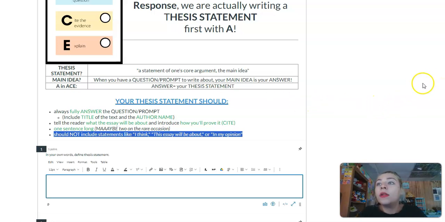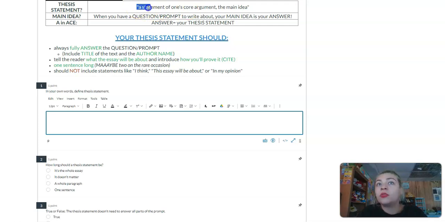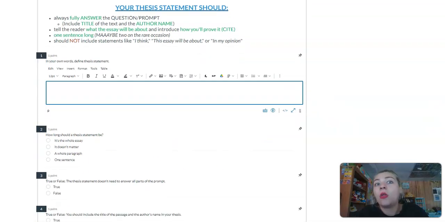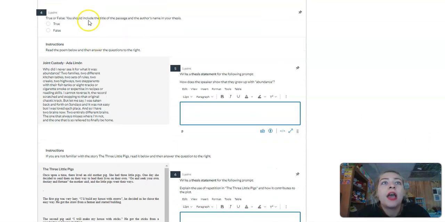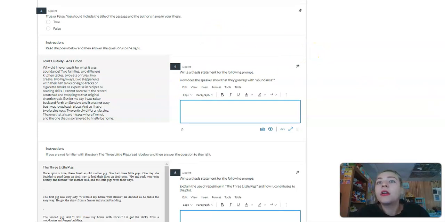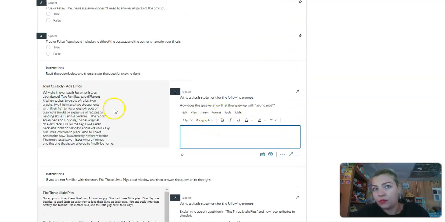So once you have a good idea and you feel like you understand this top part, then you're going to start to answer the questions in the quiz, starting with, in your own words, define the thesis statement. So do not copy and paste this. You've got to come up with your own definition, however you want to put that. And then you're going to answer how long a thesis statement should be, if it needs to answer all parts of the prompt, and then true or false, you should include the title. True.